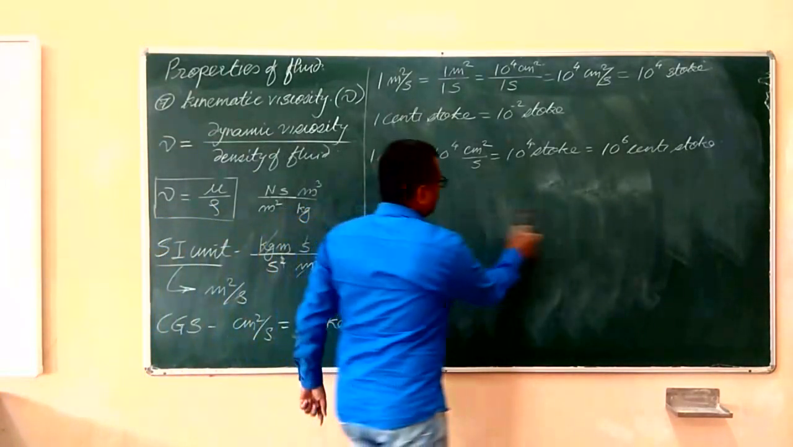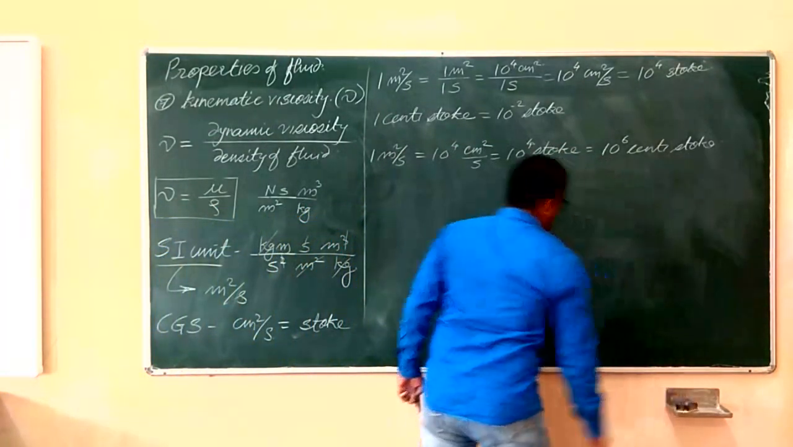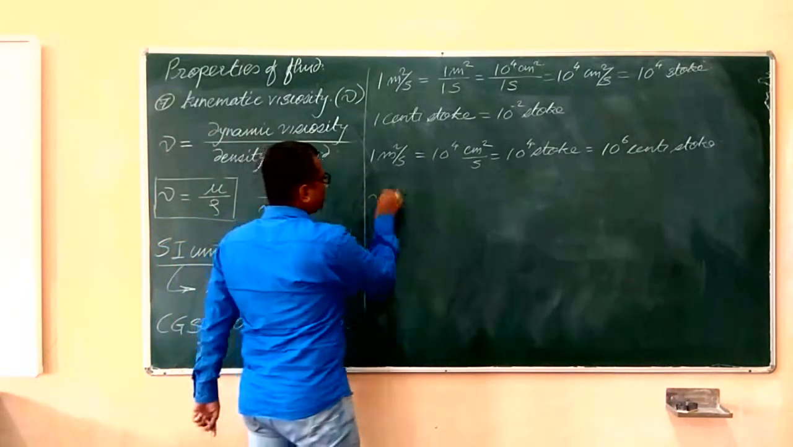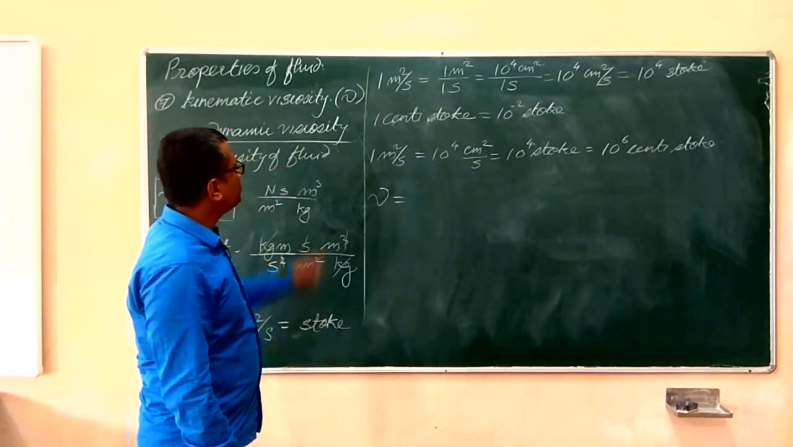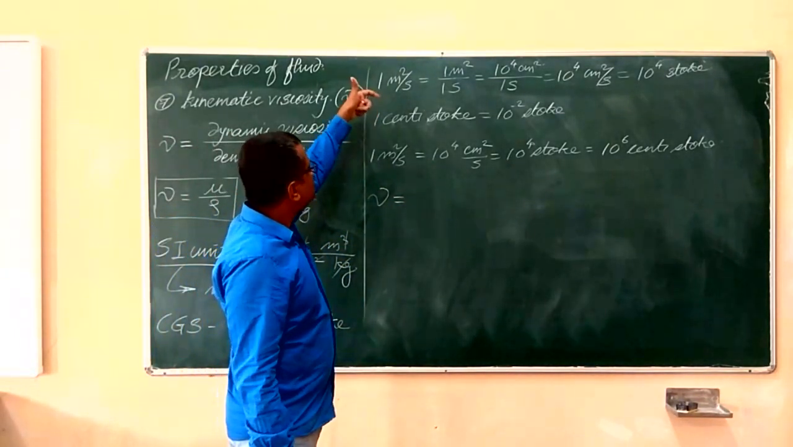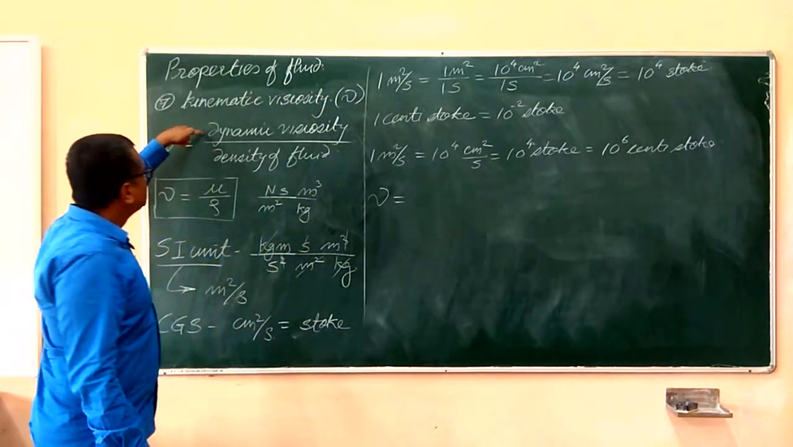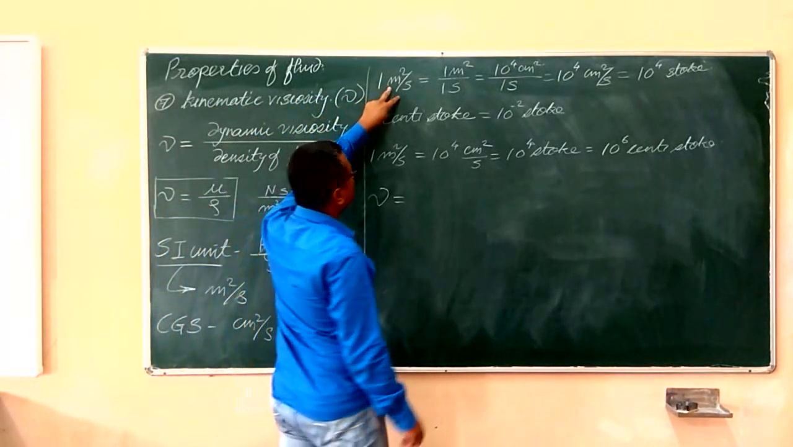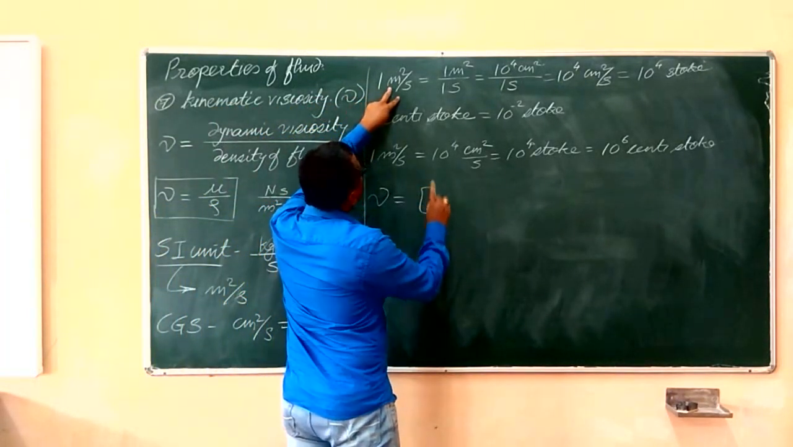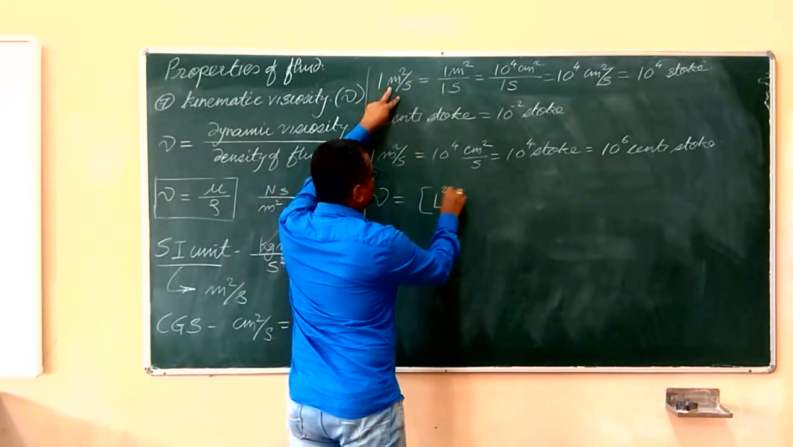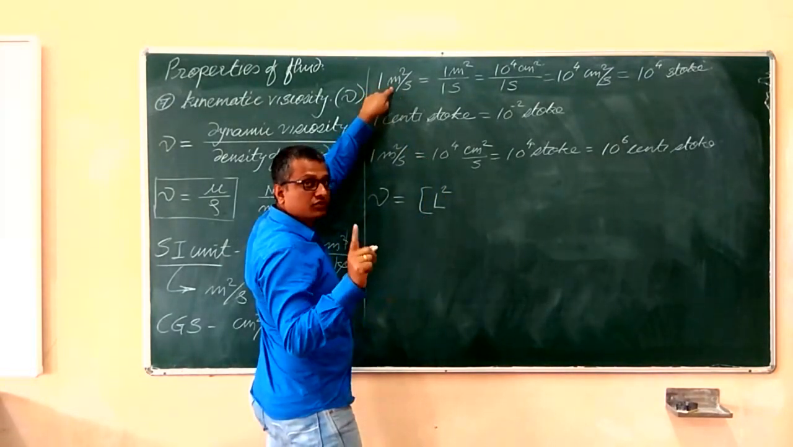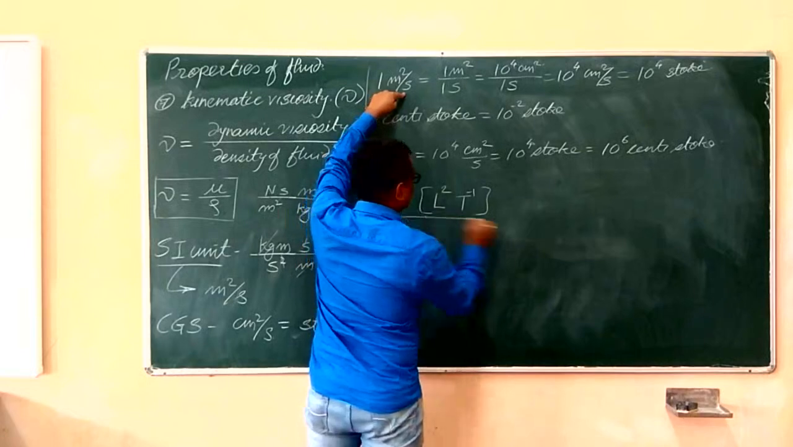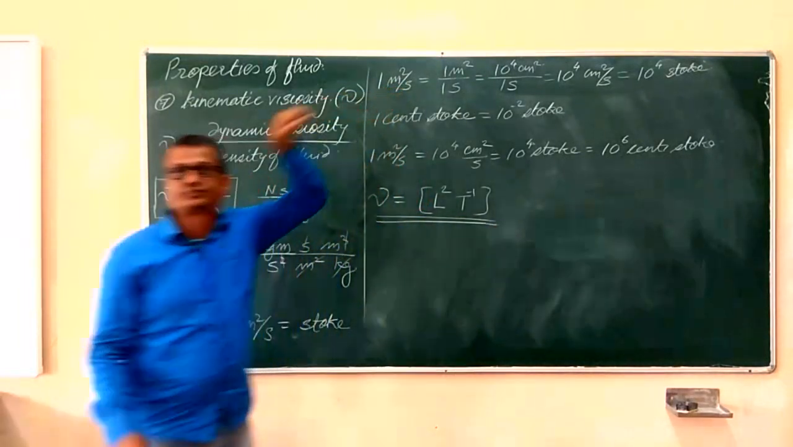Okay, dimensions are still remaining, so let us find out the dimensions. What are the dimensions of kinematic viscosity? Just from the SI unit, meter square per second, I need not go to the formula to derive the dimensions. Its dimension must be L squared, since it is meter square: there are 2 terms of length in the numerator, and in the denominator it is the second, so T to the power minus 1. So this must be the dimensions of kinematic viscosity.